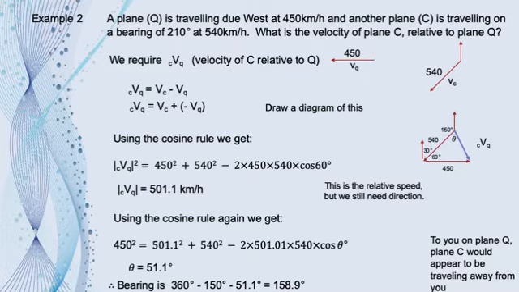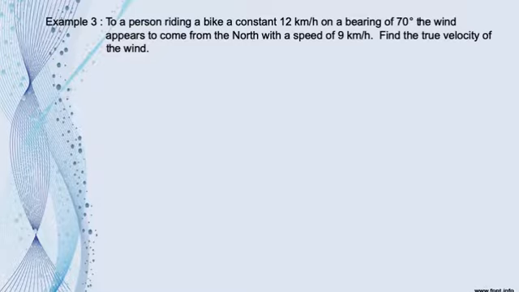All right, example 3. So we've got a person riding a bike at a constant speed of 12 kilometers per hour. And now we've got the wind impacting them. So think back to when we did our winds and tides investigation. So this all links beautifully into that. So how is this wind?